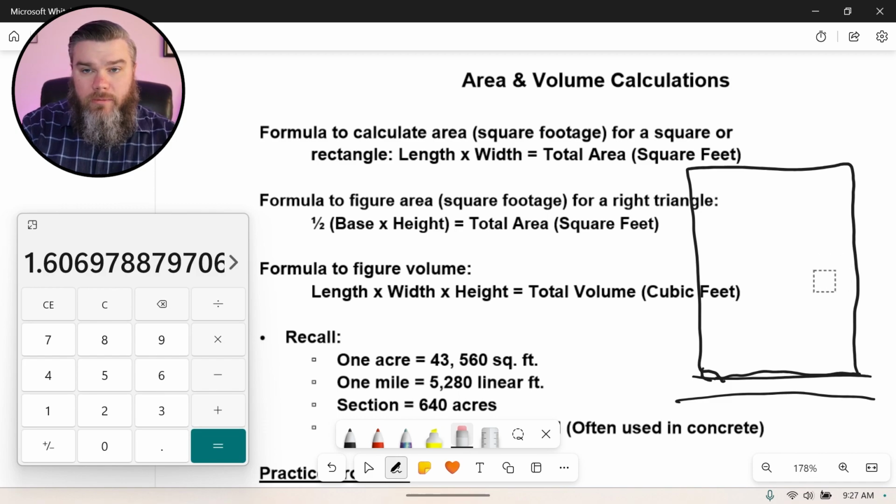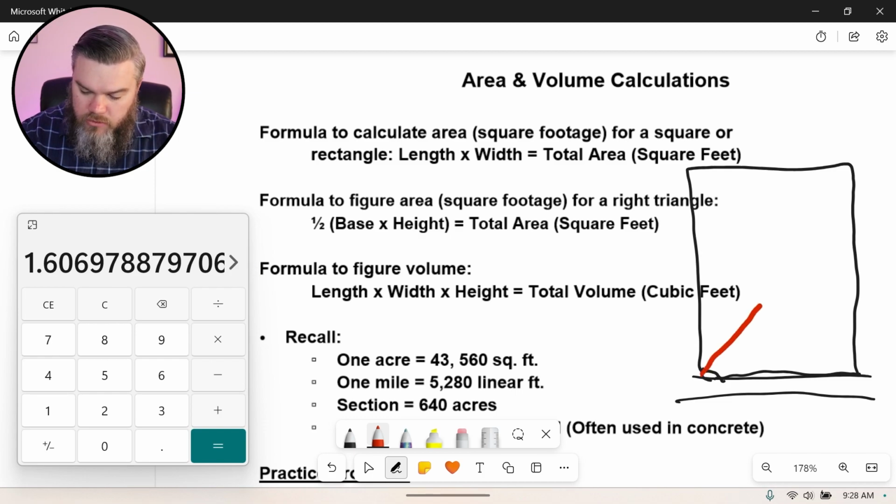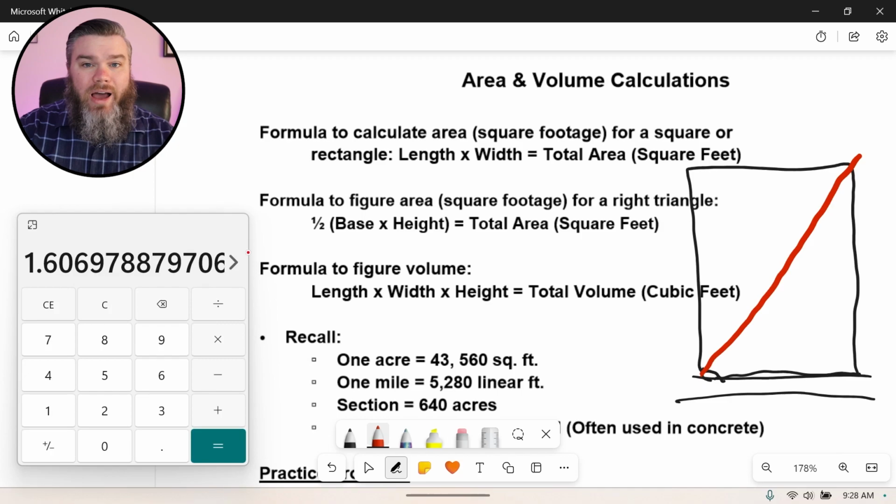And I want you to think about something here. We said that the area of a rectangle or a square is length times width. I want you to take a look at this rectangle that I left on my screen. If I was to take my red marker and draw a line as straight as I can from this corner to this corner, what I have done is I have created two equally sized triangles. The reason I'm showing you that is do not overthink the area calculation formula for a triangle.